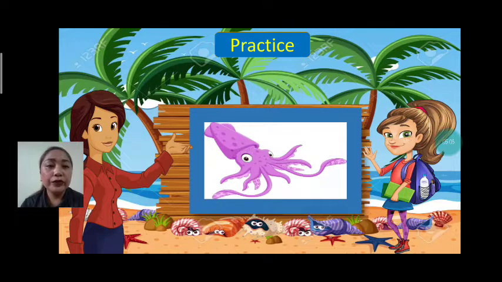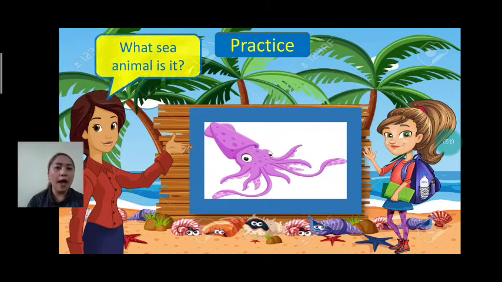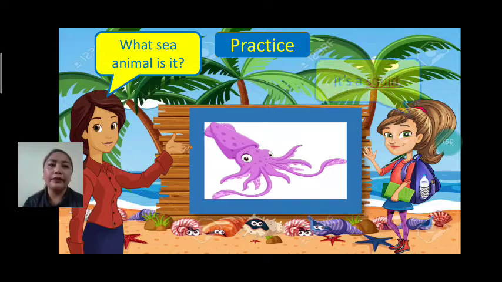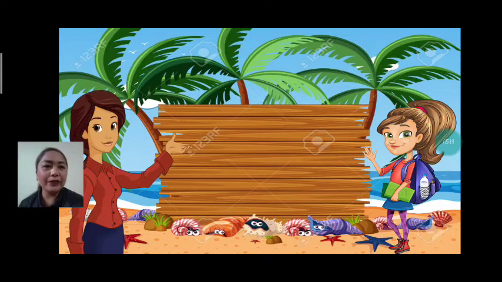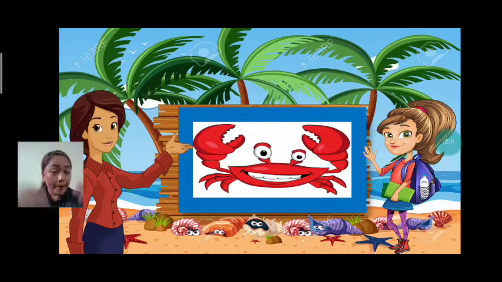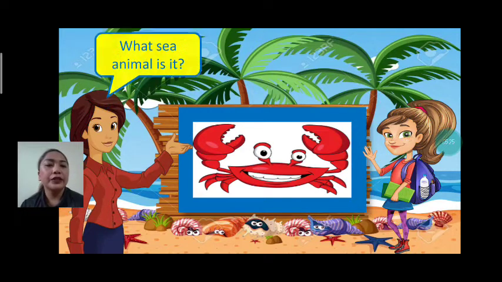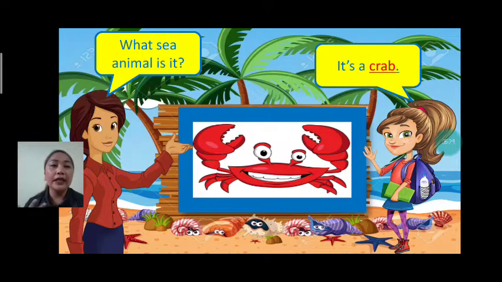Okay, our vocabulary is, very good, squid. What sea animal is it, everybody? Let's answer, it's a squid. One more time, it's a squid. Very good, okay, next. What sea animal is it? Crab. Everybody, what sea animal is it? Let's answer, it's a crab. One more time, it's a crab.